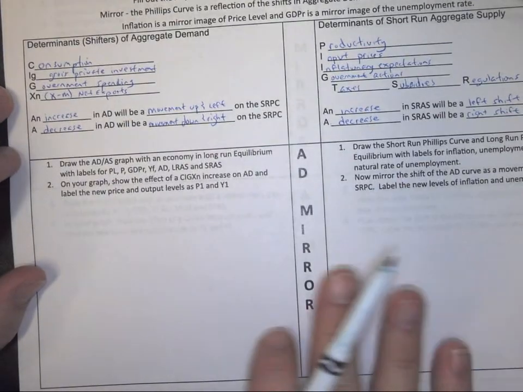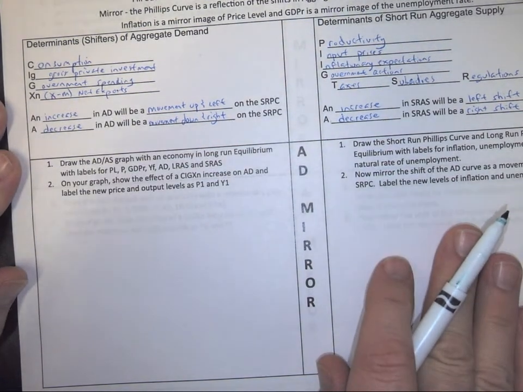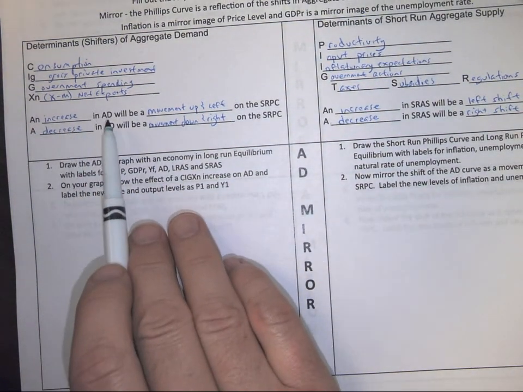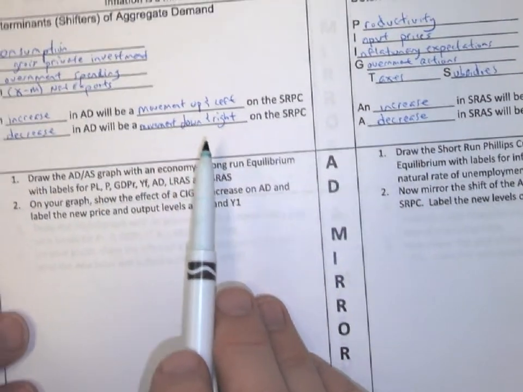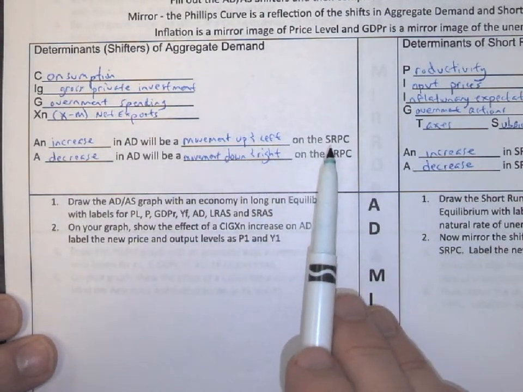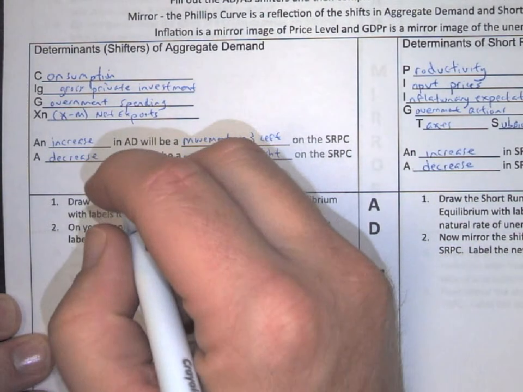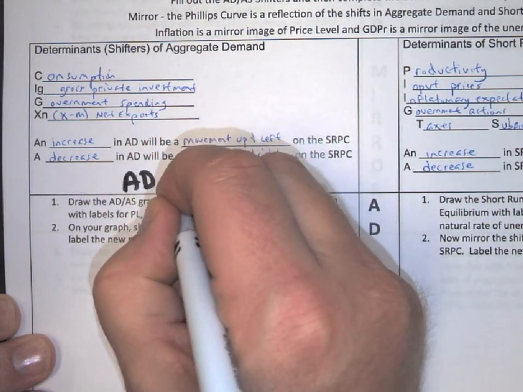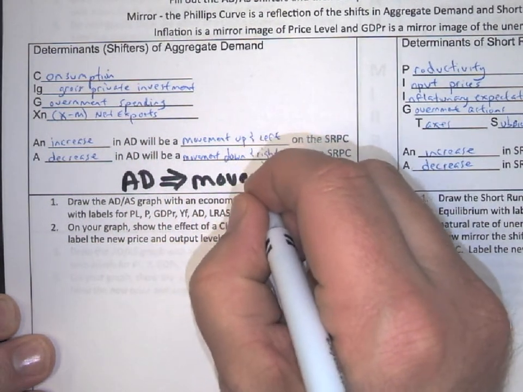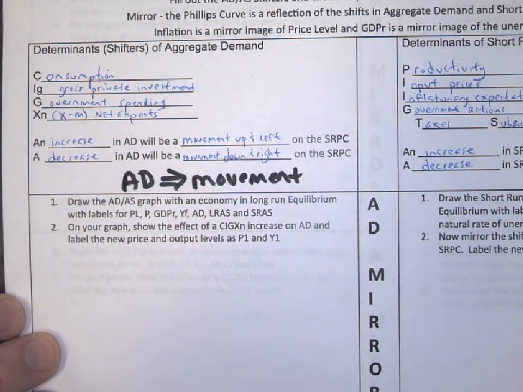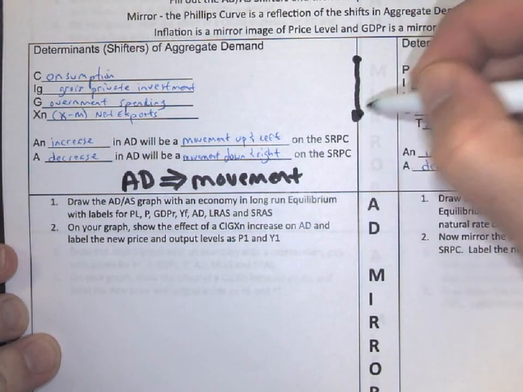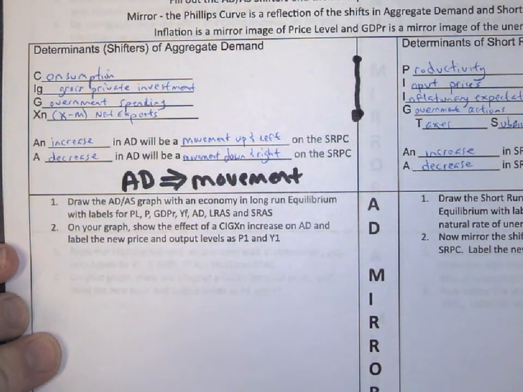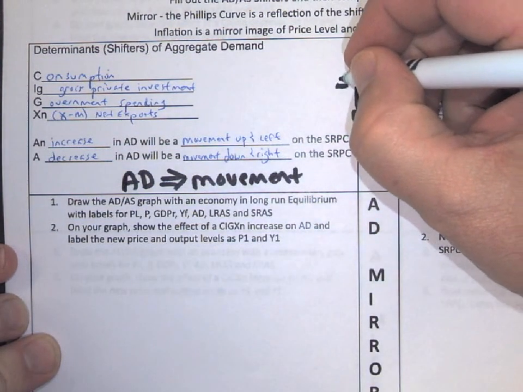And when we do the mirror side, the Phillips curve over here, an increase in aggregate demand is a movement on the short run Phillips curve. A decrease in aggregate demand will be a movement down and to the right on the short run Phillips curve. So just remember, AD leads to movement. And remember, a movement is when something is on this line right here and it travels along that line, it stays on that curve or that line.